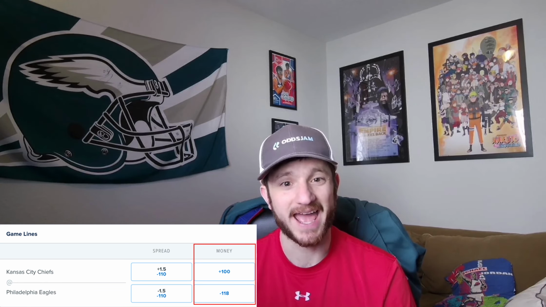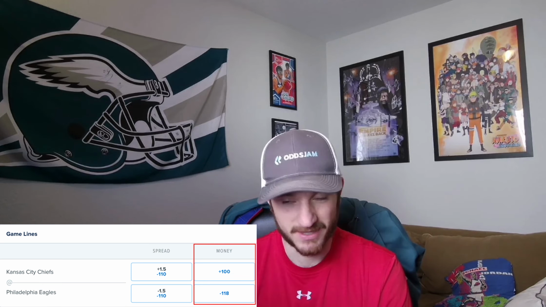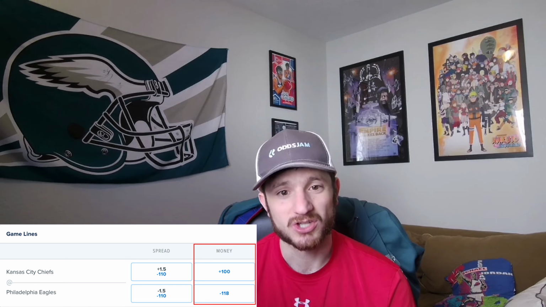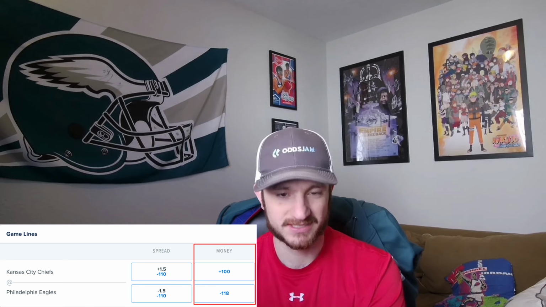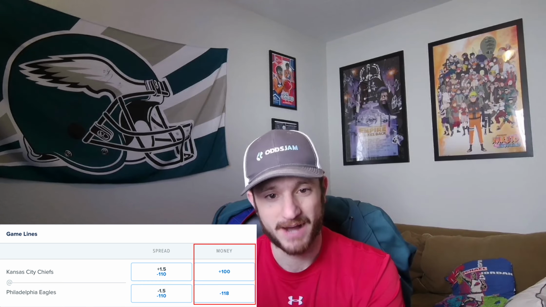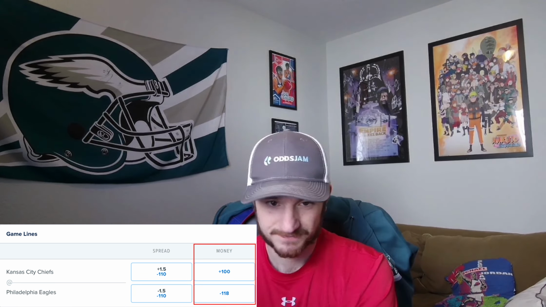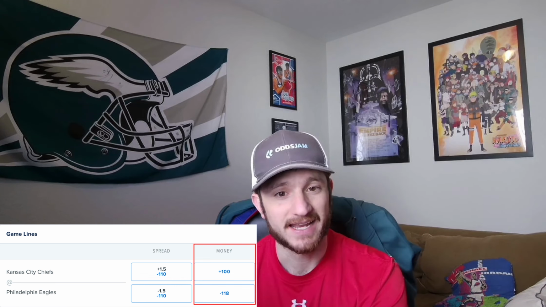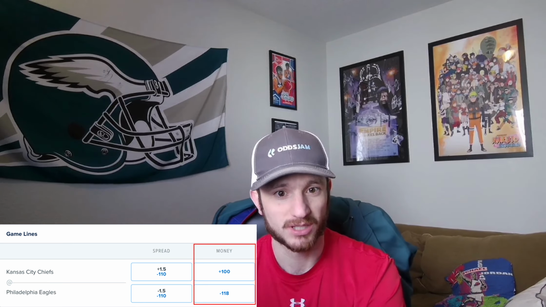As you can see on the screenshot here, I have the odds pulled up from the moneyline odds for this game. And as we can see, the Chiefs are at plus 100, the Eagles are at minus 118. So whenever you see a plus and a minus in sports betting, the minus dictates the favorite, the plus dictates the underdog. So in this case, the Eagles are the slight favorite here, at minus 118 odds, with the Chiefs being the underdog at plus 100.